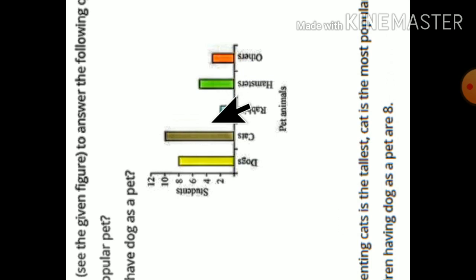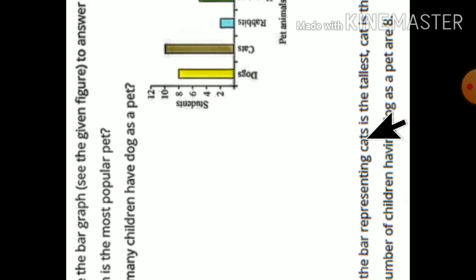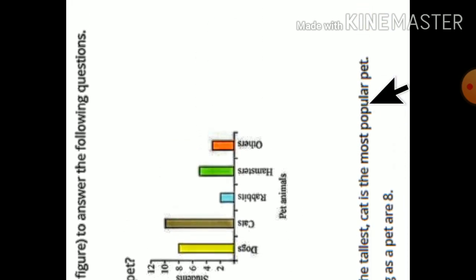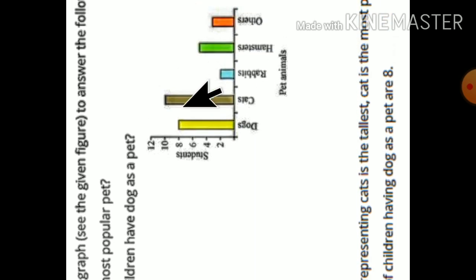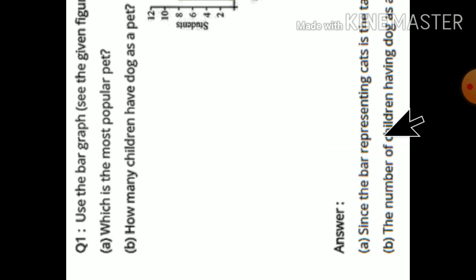So how can we know the most popular pet? The bar which is the longer one shows that the pet is most popular. So since the bar representing cats is the tallest, cat is the most popular pet. Now the second one, how many children have a dog as a pet? The first one is for dog. That bar corresponds to which number? So 8. The number of children having a dog as a pet is 8.